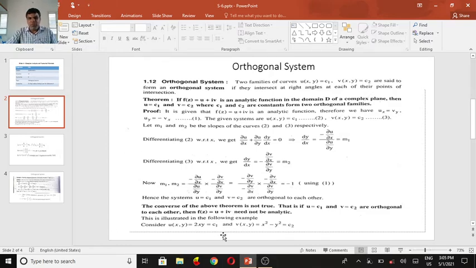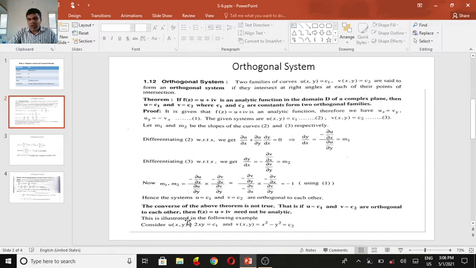The converse of the above theorem is not true. Why? That is, if u equal to C1 and v equal to C2 are orthogonal to each other, then f(z) equal to u plus iv need not be analytic. Let us take an example. Suppose we take u(x,y) equal to 2xy, which should be equal to C1, and v(x,y) equal to x squared minus y squared, which should be equal to C2.